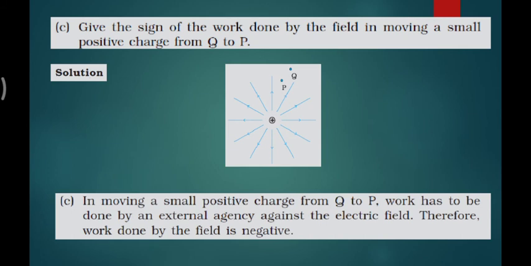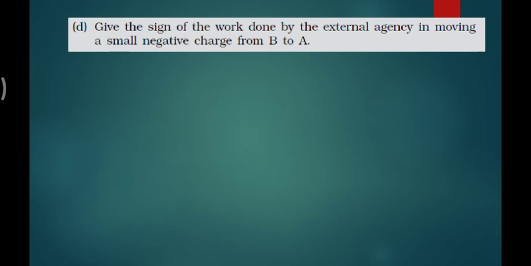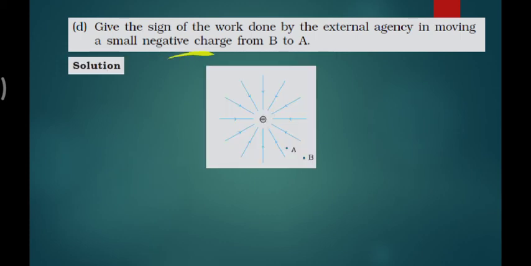So in moving a small positive charge from the Q point to the P point, work has to be done by an external agency against the electric field. Therefore the work done by the field, which means the force applied on that charge, will be negative. Repulsive is negative. Give the sign of work done by the external agent. Here we want to find the work done by the external agent moving from the B point to the A point, and obviously it is a negative charge.